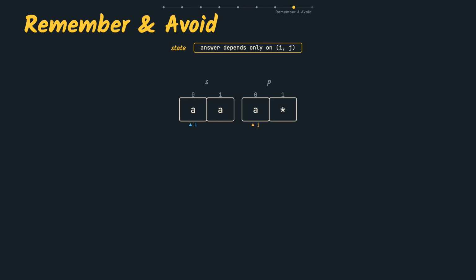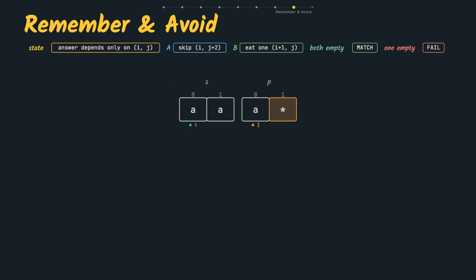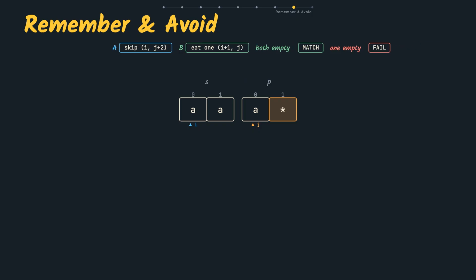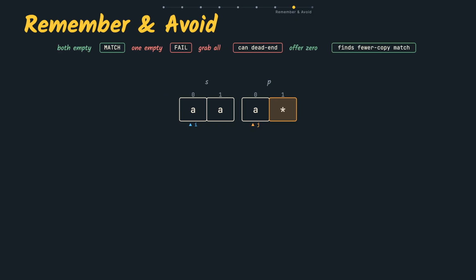Remember the core question, from this string spot and this pattern spot, does the rest match? Remember the star rule. Exactly 2 choices. Skip it for 0 copies, or if the character matches, eat 1 and keep the star. Watch the end check. You match only when both run out together. 1 empty and the other not is a failure. And watch the greedy urge. Always offer 0 copies as a real option, or you'll miss matches that need fewer.